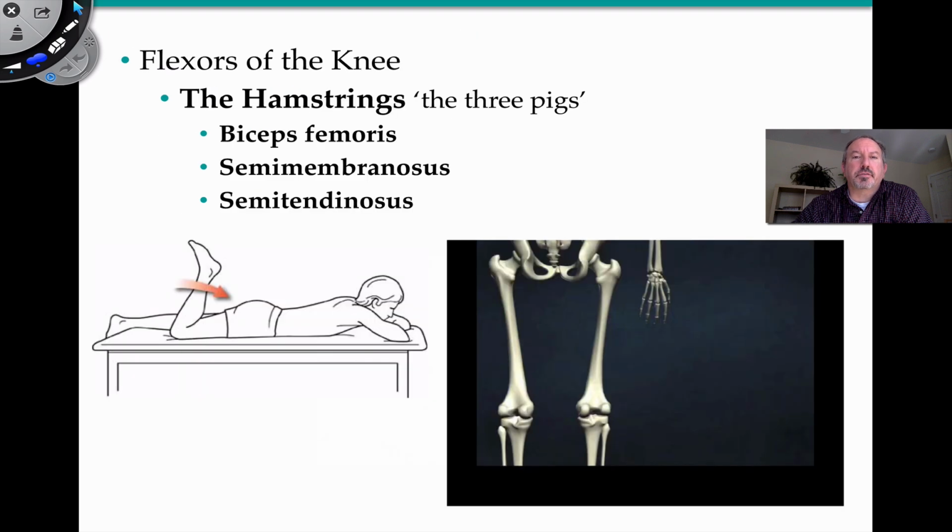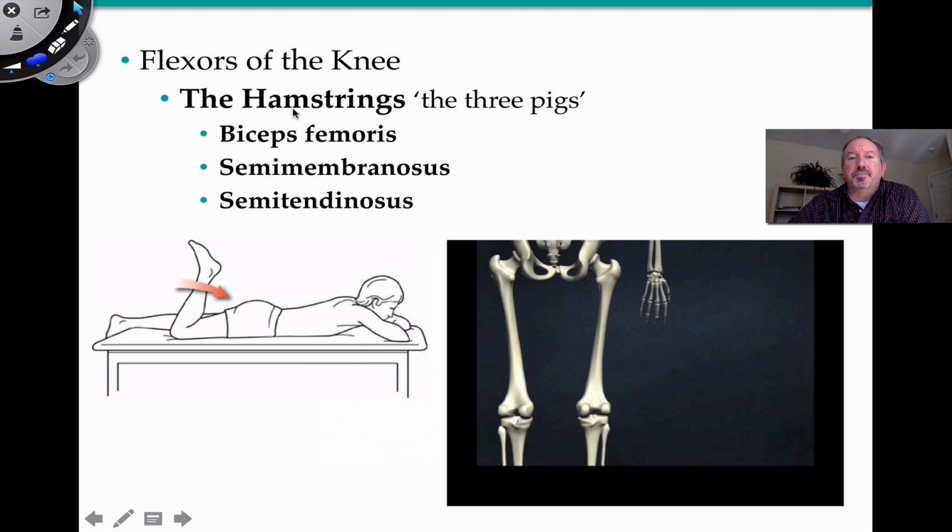And so let's take a look first. Some of the more famous posterior muscles of the lower leg are the hamstrings. They're located right here. The hamstrings are involved in flexing the knee. Hamstrings, kind of a weird name, if you will, although it's so commonly used, we don't give it much thought.